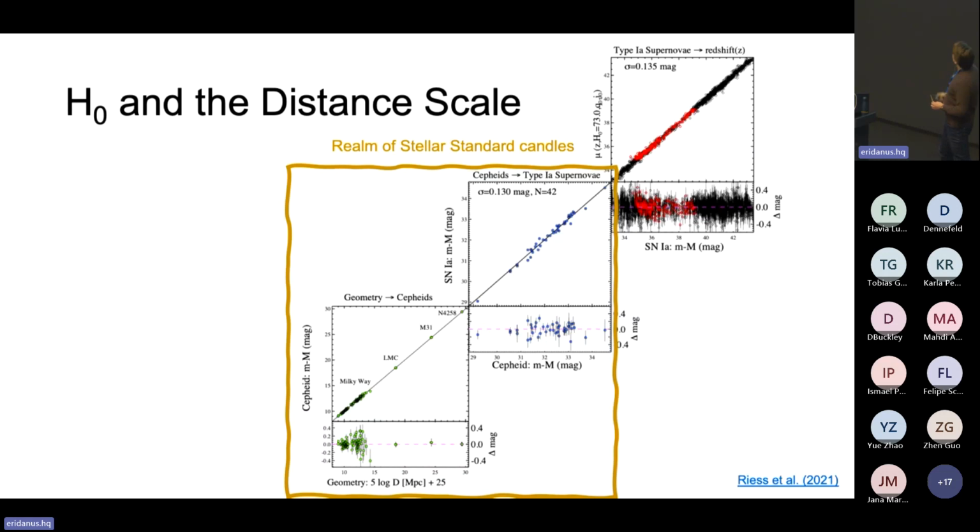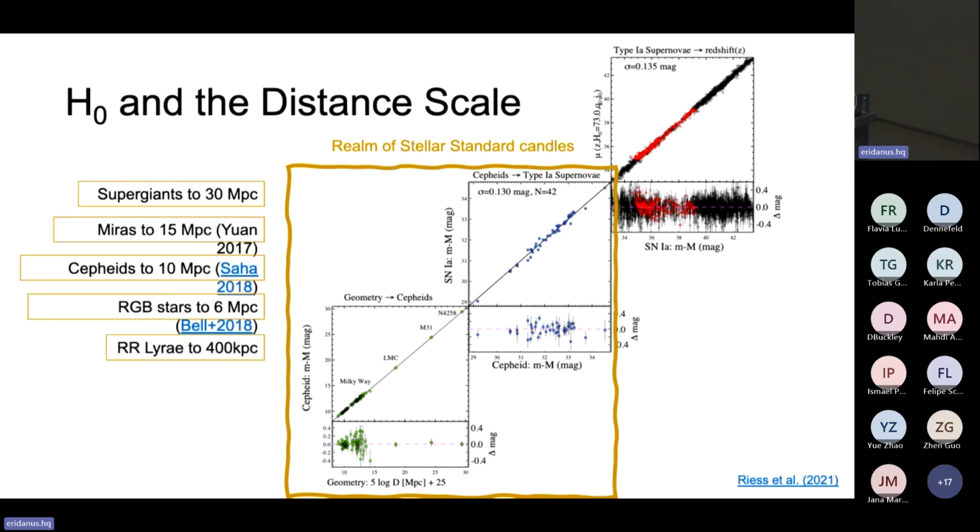measure the Hubble flow. The point I want to bring up here is that LSST will actually measure supergiants out to about 30 megaparsecs, Miras out to 15 megaparsecs, Cepheids to 10, RGB stars to 6 megaparsecs. All of this is significantly beyond the Local Group, and so you could maybe think of LSST as OGLE, but within a way, way larger volume, being able to understand where all of these sources are.